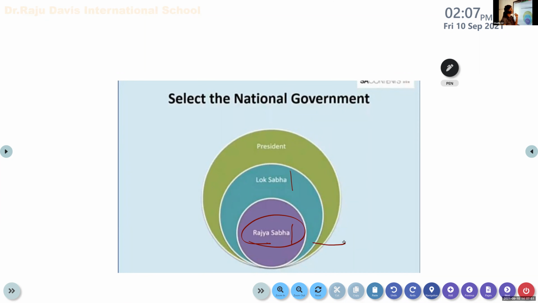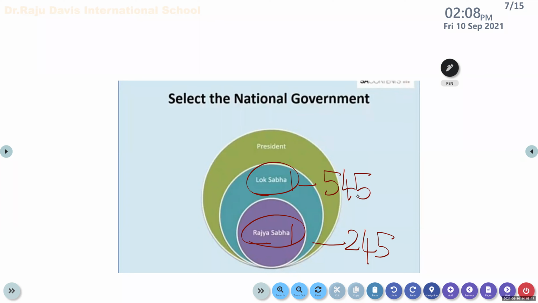Okay, and the total members. Tell me. 245. Yes, 245. And Lok Sabha, it's also known as House of the People, because the elected representatives can be seen there. And the total number, 545 members. And this one is presided over by the Speaker.